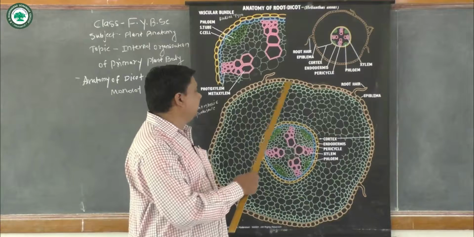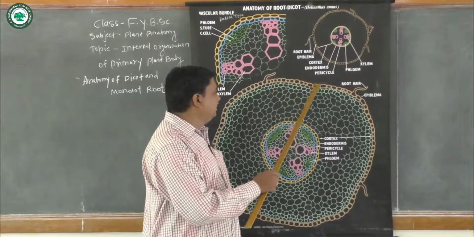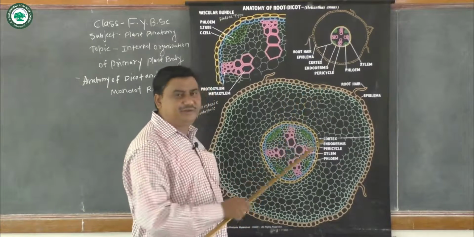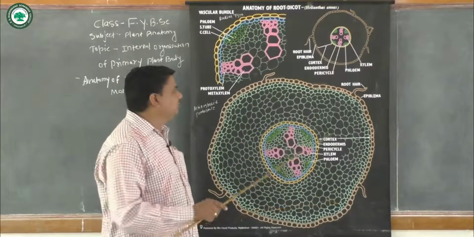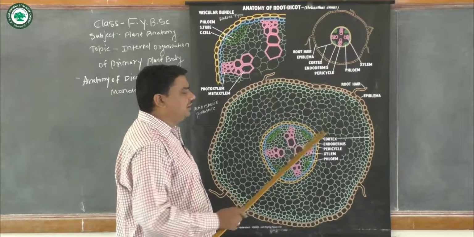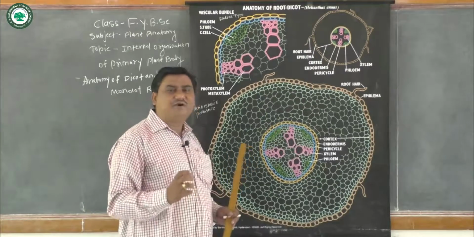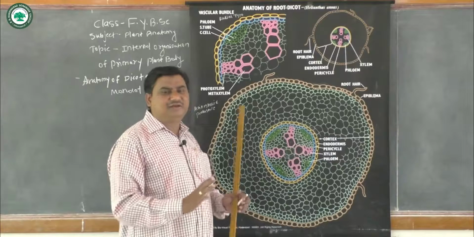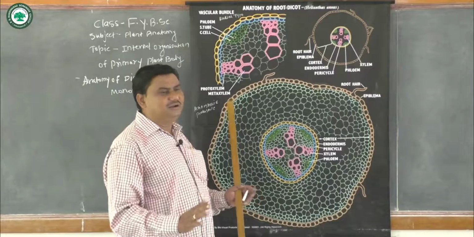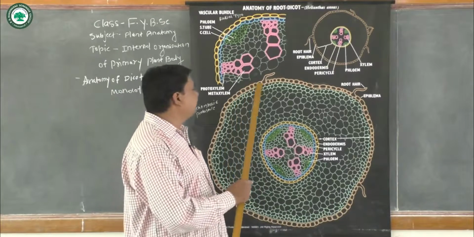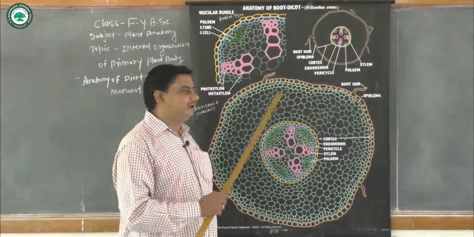So this is the outermost layer of the root, which we call the epidermis, or epiblema, or rhizodermis. This is the outermost layer, made up of parenchymatous cells. They are compactly arranged. There is no intercellular space between the cells. So the cells are parenchymatous and compactly arranged.